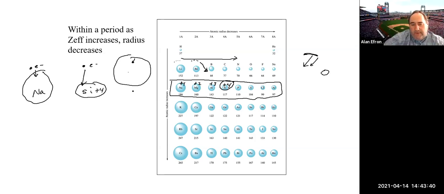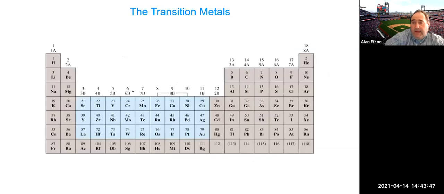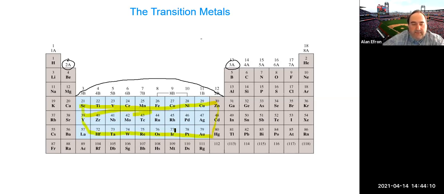All right, so this is an important idea in terms of the size and the trend that we see. But what we're going to talk mostly about in this chapter is transition metals. A couple of reminders: hopefully you're familiar with where our transition metals are. They are between group 2 and group 3 on the periodic table. All these guys within this area are transition metals.